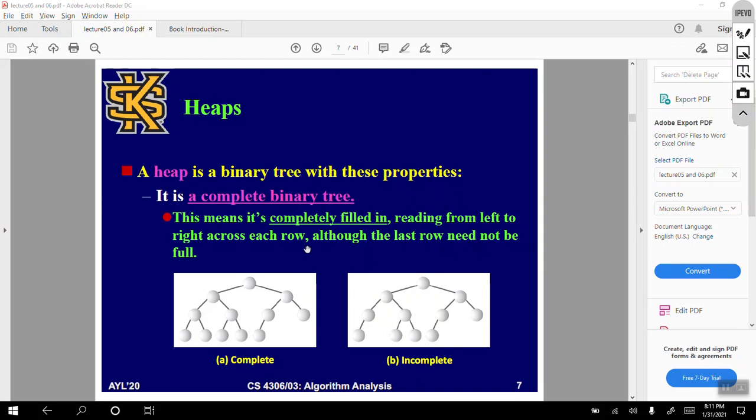So this means it is completely filled in, reading from left to right. Sometimes the last row may be incomplete, but if the last row is incomplete, it is still filled from left to right.